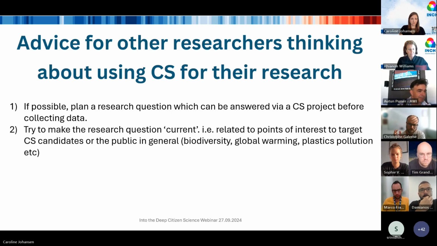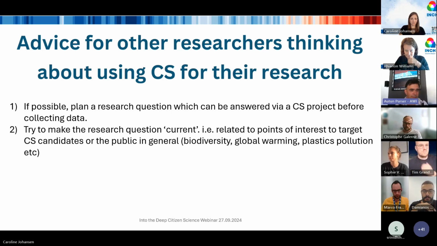And the next one. I think it's good, if you can, to make your research question current and interesting. Now, this could be to a target audience of citizen science candidates, for example, divers who go and visit a certain area, like we have in some of our projects in Into the Deep. But it could also be broader, like lots of interest now in biodiversity, global warming, plastics, as we've seen. So if you make it current, you can get more involvement and a bigger number of people may want to work on your data. Yeah, next one, please.